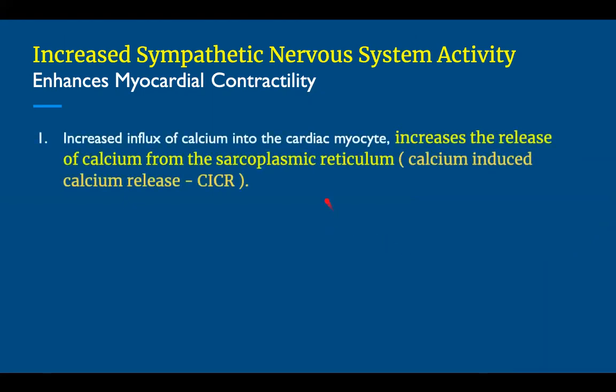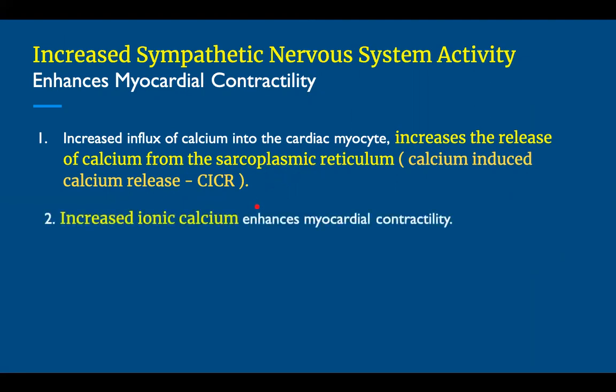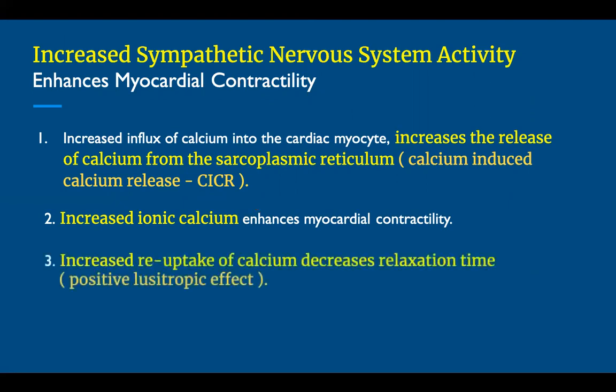So increased influx of calcium into the cardiac myocyte increases the release of calcium from the sarcoplasmic reticulum, which is also known as calcium-induced calcium release. And increased calcium in the cardiac myocyte enhances myocardial contractility. Increased reuptake of calcium decreases the relaxation time, which is positive lusitropic effect.